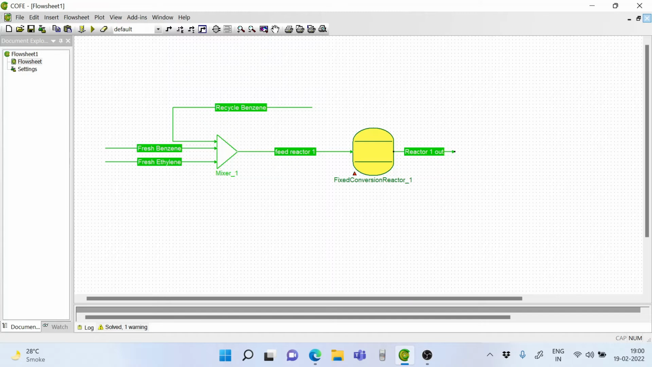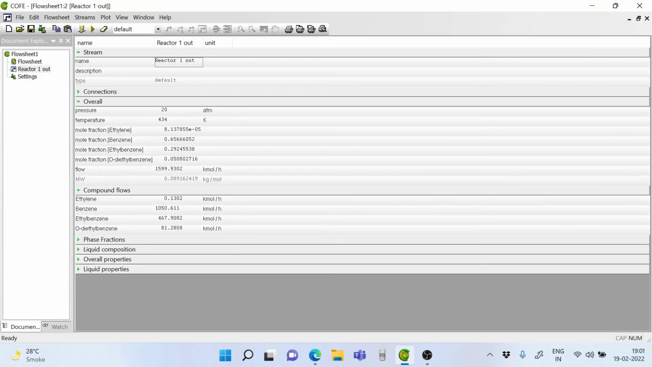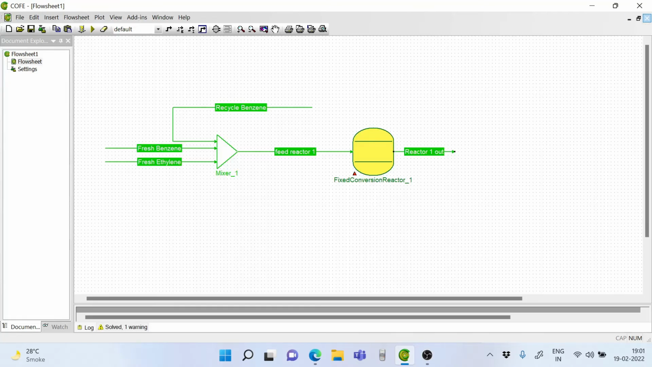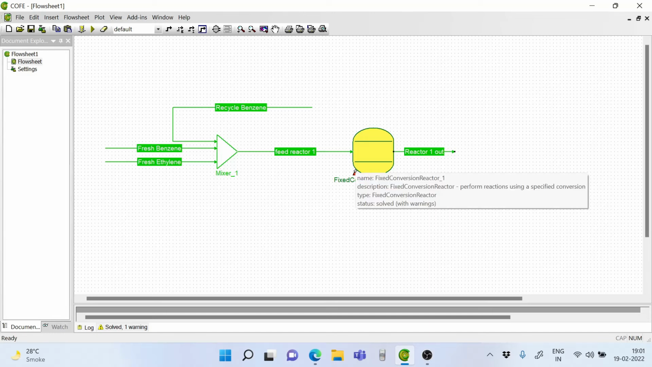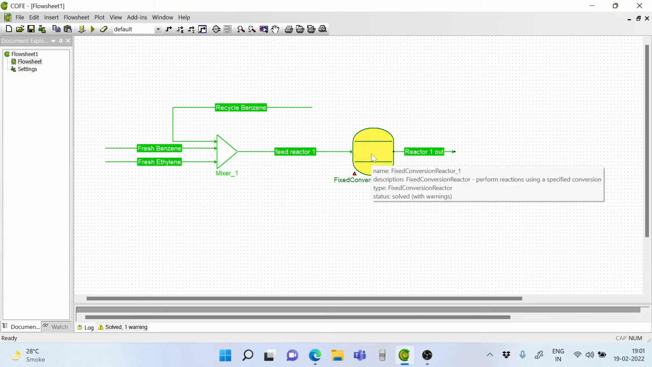So this is the way how you simulate the reactor. The outlet for the reactor is as given in the article, the total flow out of the reactor is 1599.93. Now, let's look at what is the warning that it has been giving.